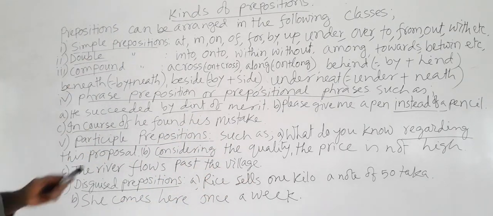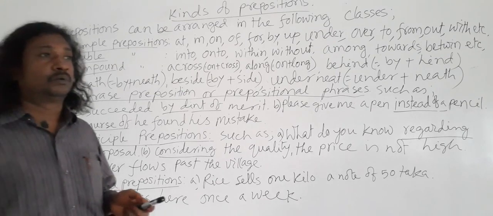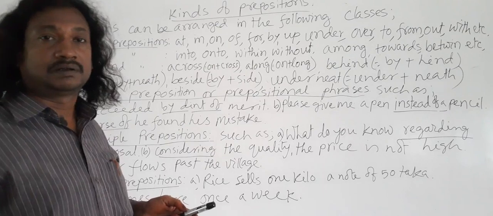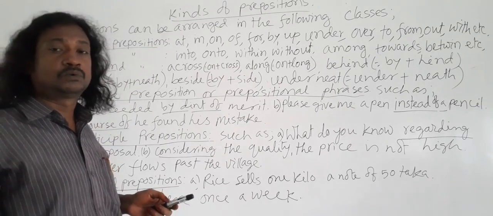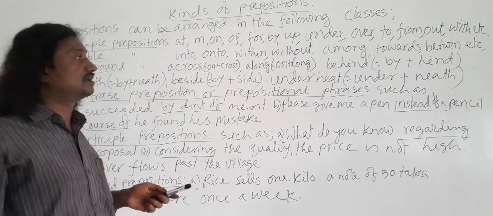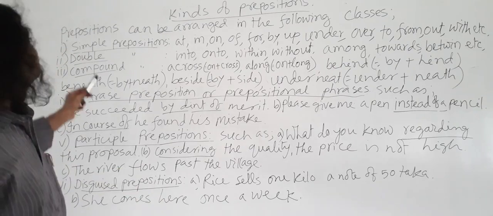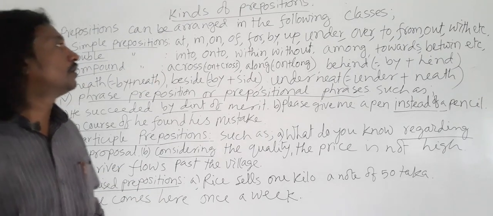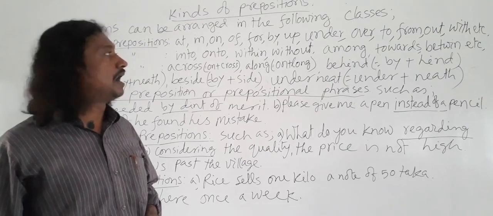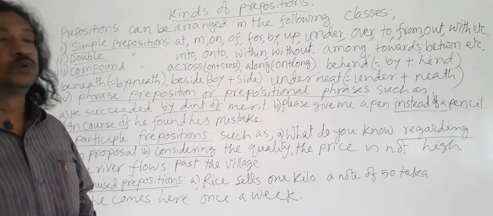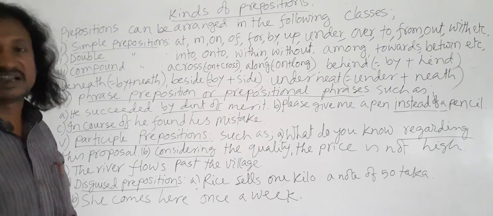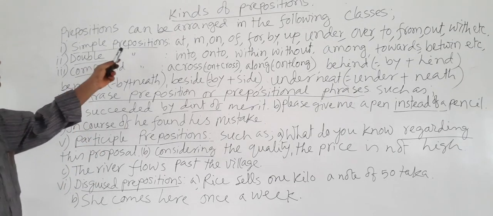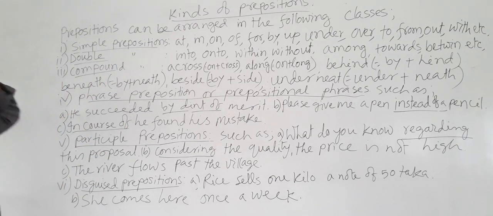First, simple prepositions. Two, three, or four letters. Simple prepositions: at, in, on, of, for, by, up, under, over, to, from, out, with, etc. These are the examples of simple prepositions.